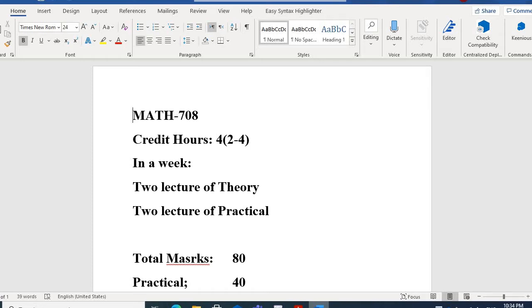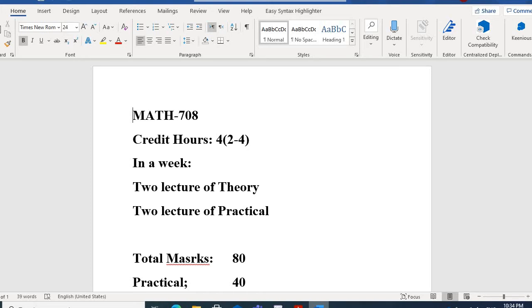Credit hours of this course are 4 to 4. It means that there are 2 lectures of theory in a week and 2 lectures of practical. Each lecture of theory consists of 50 minutes and the lecture of practical consists of 100 minutes.